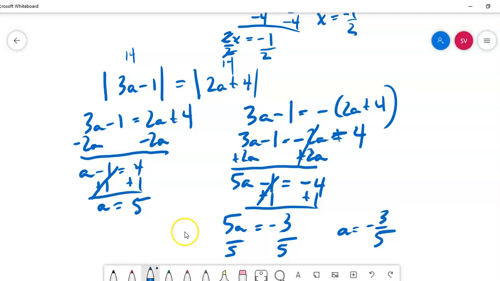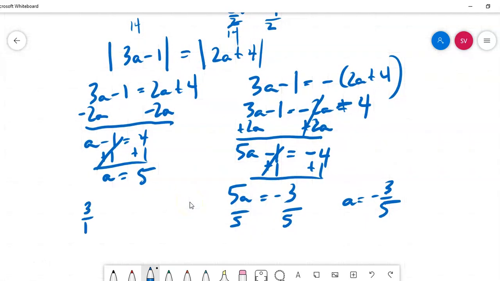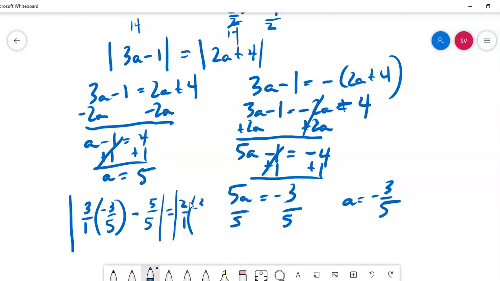Let's see what we get here with this. A is equal to minus 3/5. So 3 over 1, I'm looking at this right here, times minus 3/5 minus, it looks like we're going to have a denominator of 5, so I'll just put it as 5 over 5 right now, is equal to 2 over 1 times minus 3 over 5 plus 4, which is going to end up being 20 over 5, because 20 divided by 5 gives me 4.